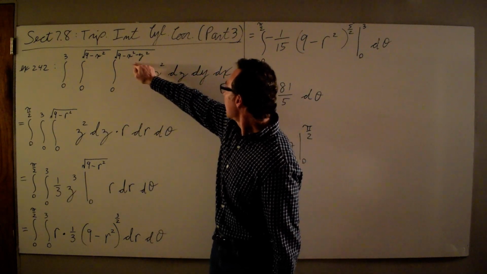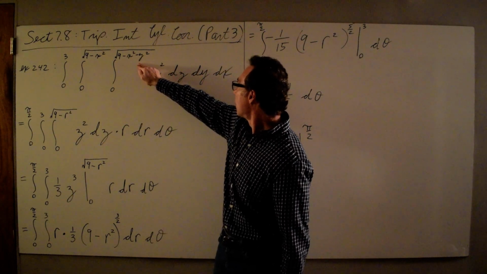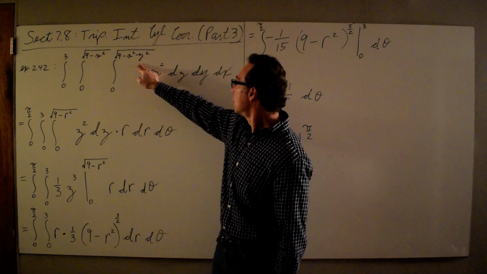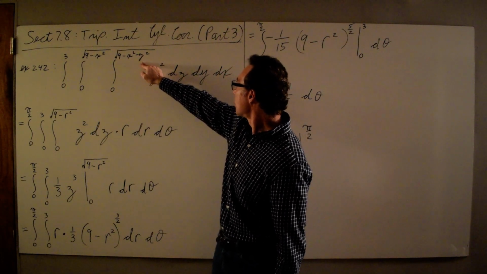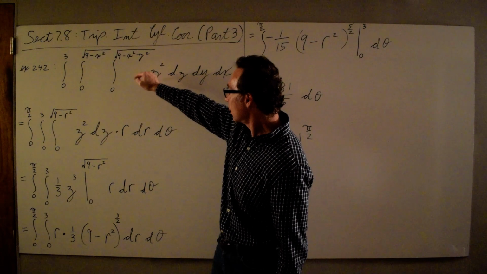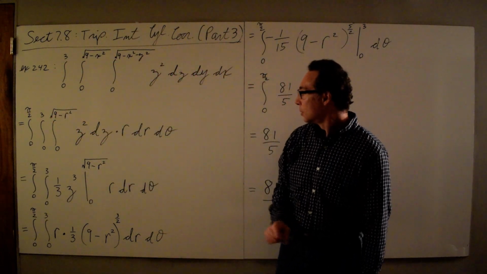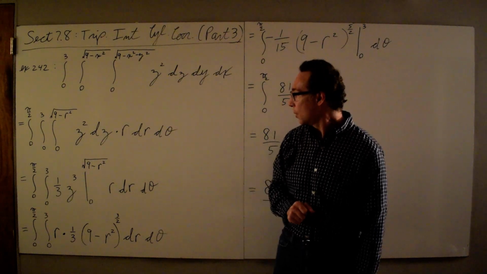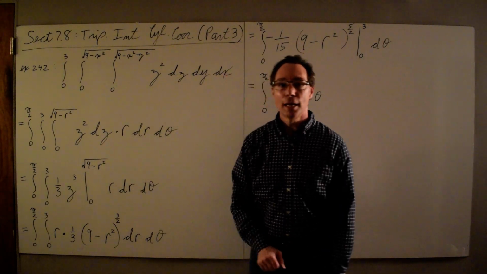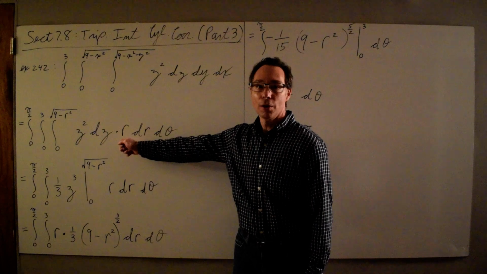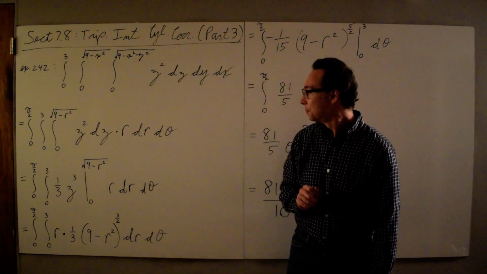We've already done this with the 0 to 3 and the 0 to pi over 2. But this right here, when we convert to cylindrical, 9 minus x squared minus y squared is 9 minus r squared. So we have 9 minus r squared under the square root. So we've converted this to cylindrical coordinates. We have our dz, and remember the r dr d theta.